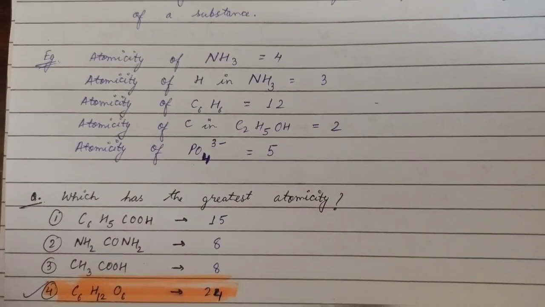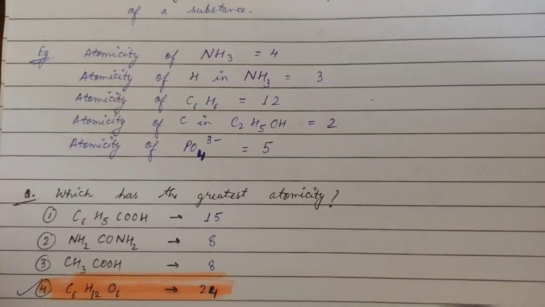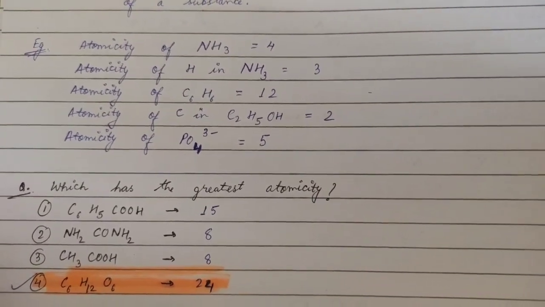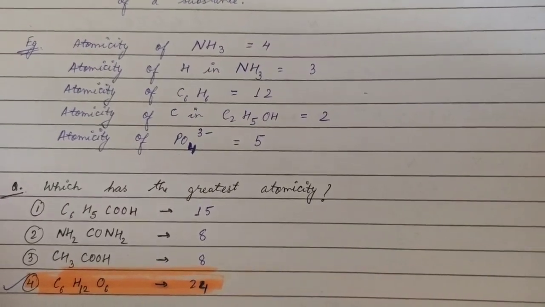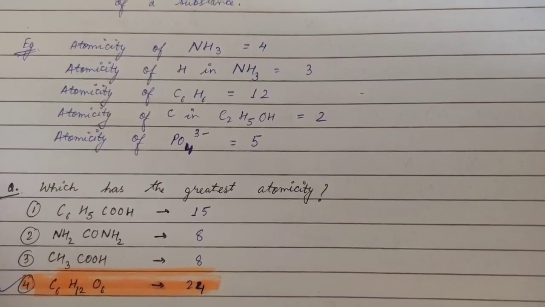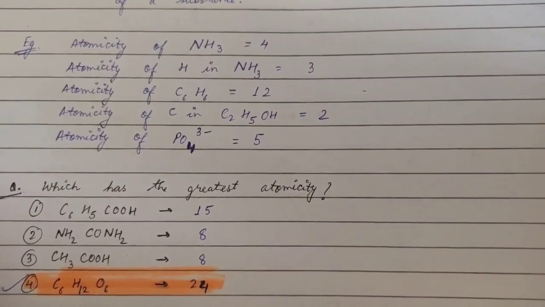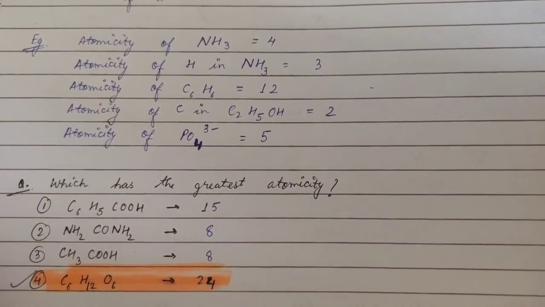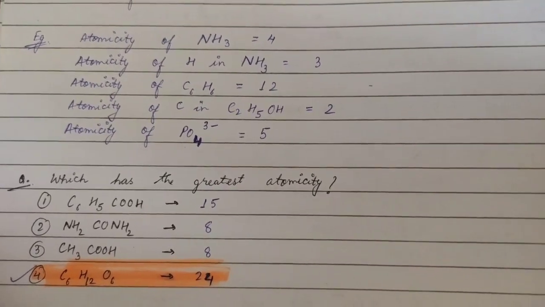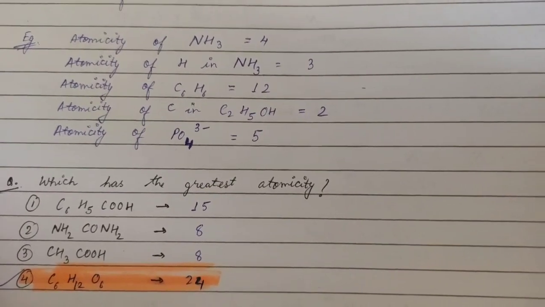C6H5COOH or NH2CONH2 or CH3COOH or C6H12O6. So basically we have to find the greatest number of atoms. So which option is having the greatest number of atoms? Option 1 is having 15 atoms, option 2 is having 8, option 3 is also having 8, and option 4 is having 24. So 24 is the highest, so option D is the correct answer.